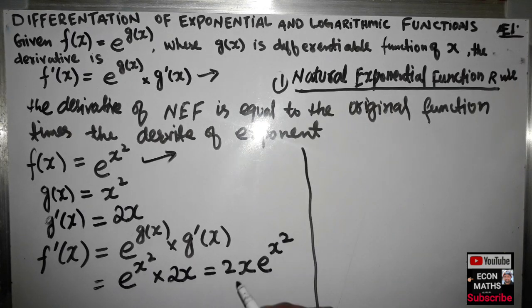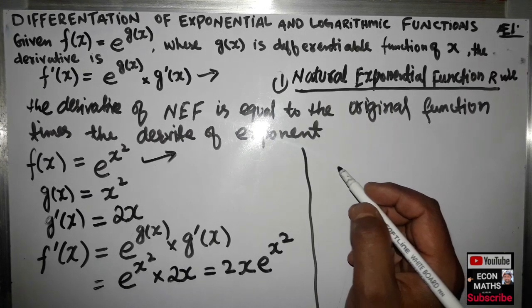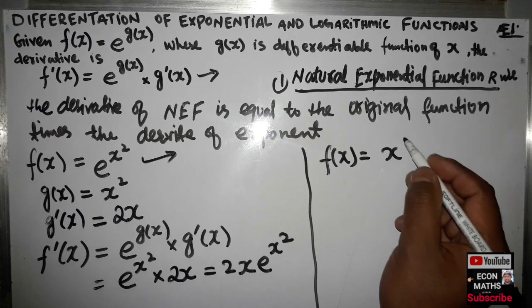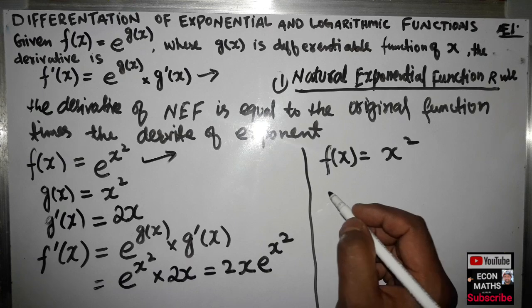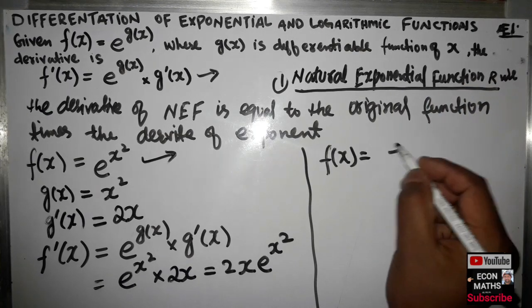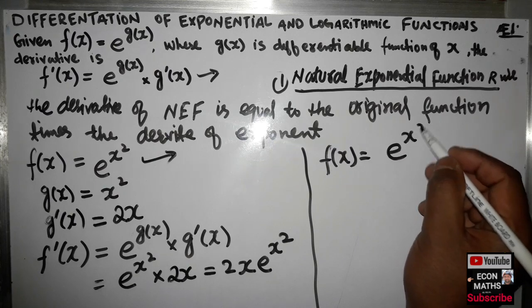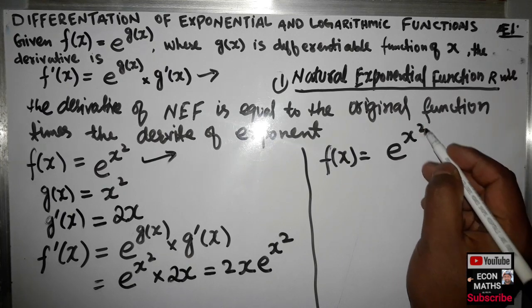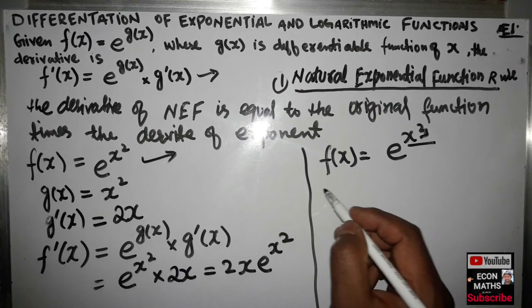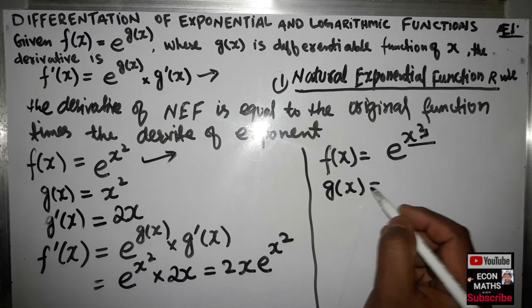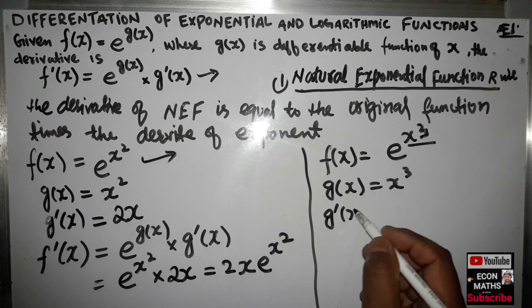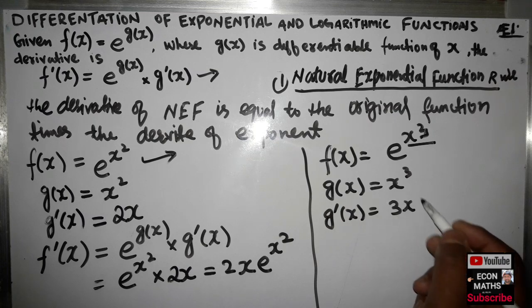Now I can write another example. Let's say we have f of x is equal to e to the power x cube. So I will write this exponent as g of x. Now g of x is equal to x cube. I will differentiate this, so g dash x is equal to 3x square.